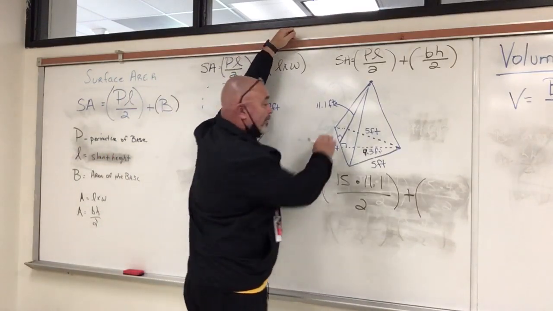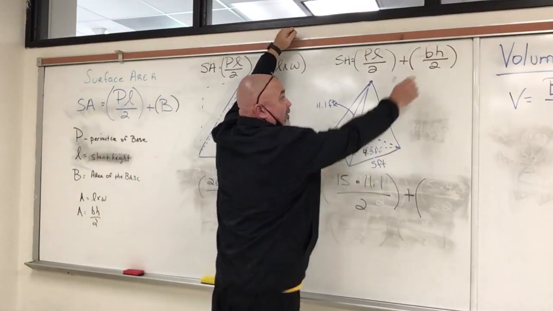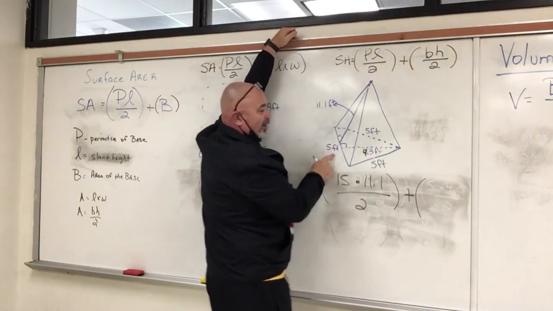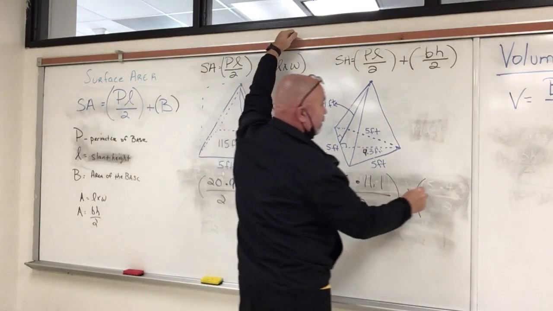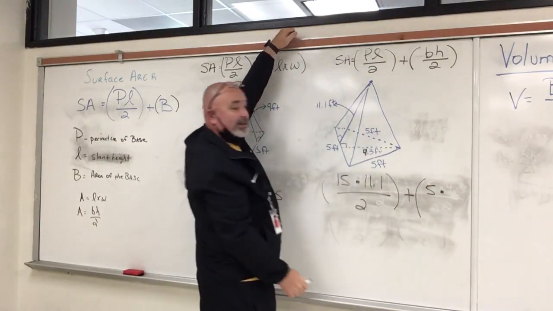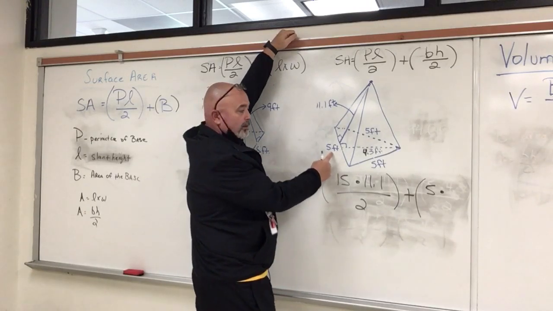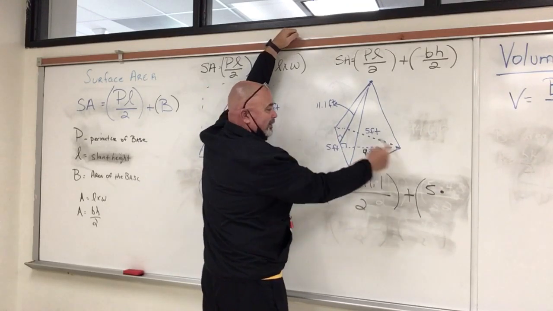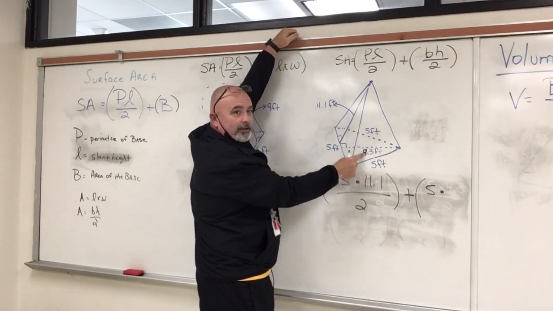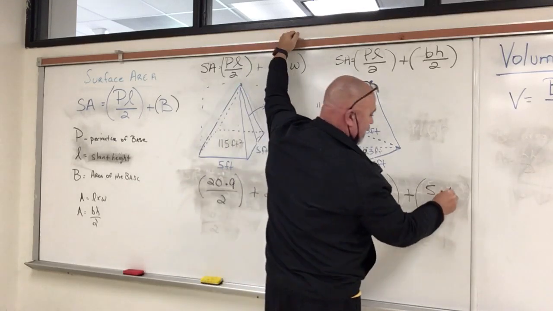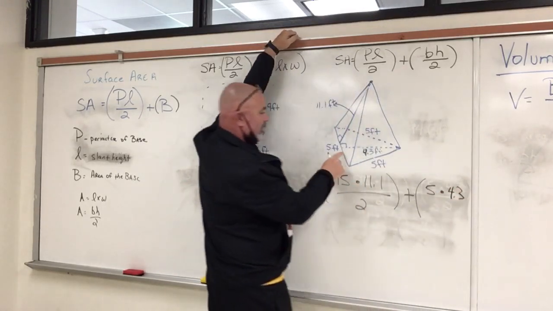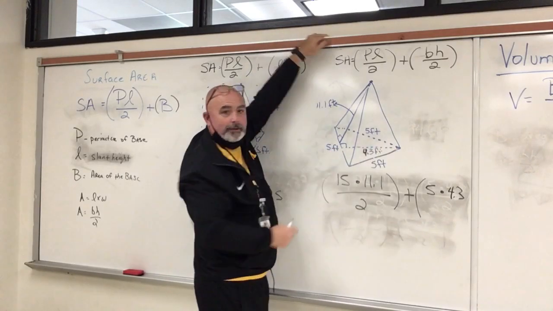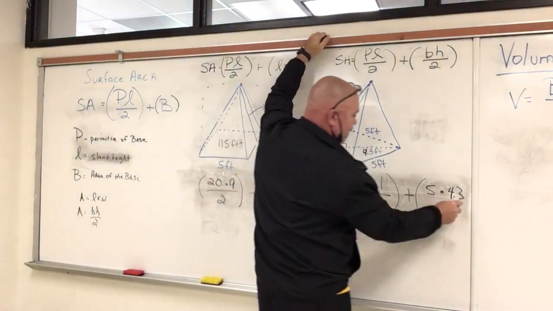Now I'm going to go base. Now we're just talking about the base of the pyramid, and it's a triangle. What's the base of this triangle? 5 times the height of that triangle is what? Not 11, the height of the base is 4.3. How can you tell? Because from the base, you said 5, from the base to the top of that triangle, divided by 2.